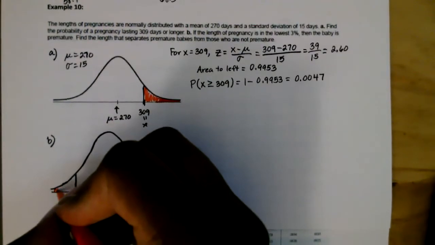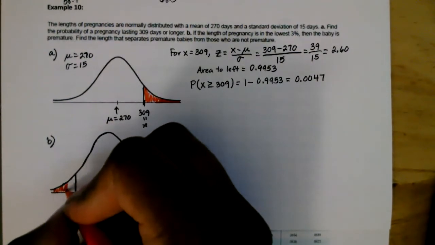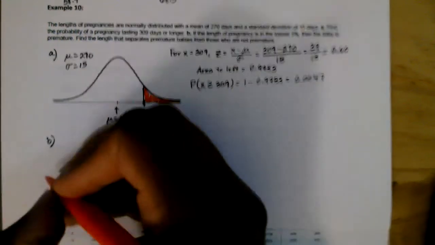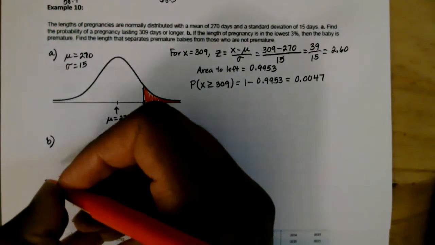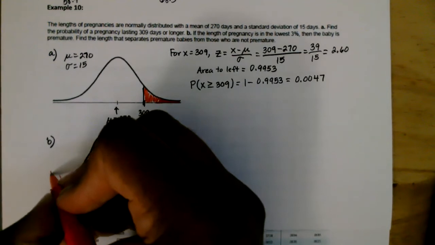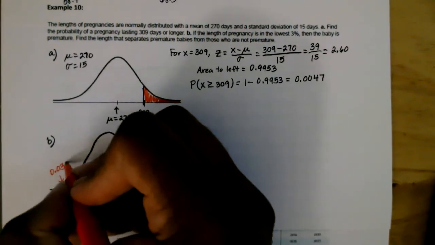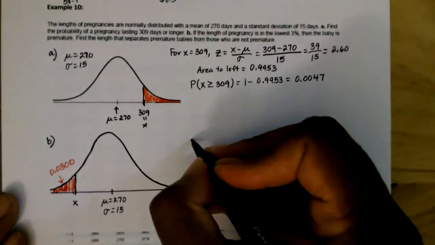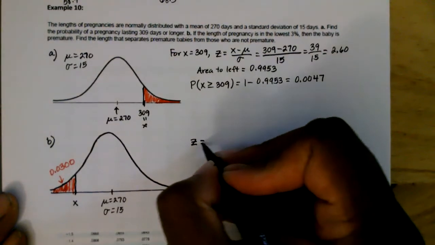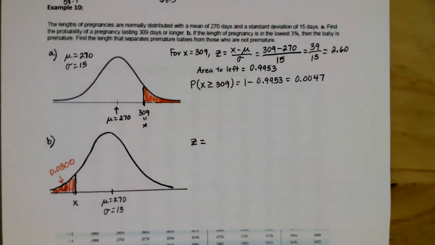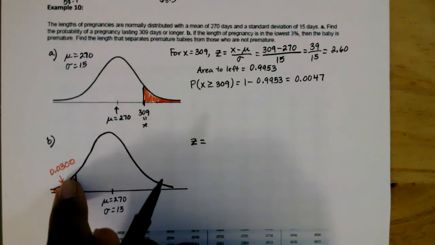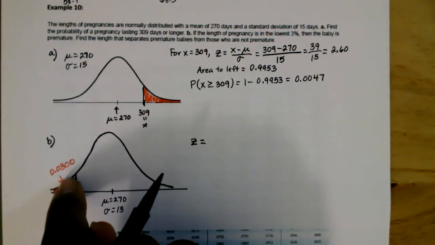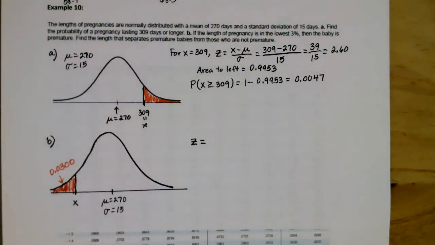So here, this area represents the 3%, the smallest 3%. 3% as a decimal will be 0.03 with 2 zeros behind it. So now I need to find out the corresponding z value for it. Using table A-2, 0.0300 is less than half. We need to use the page that says negative z-scores.